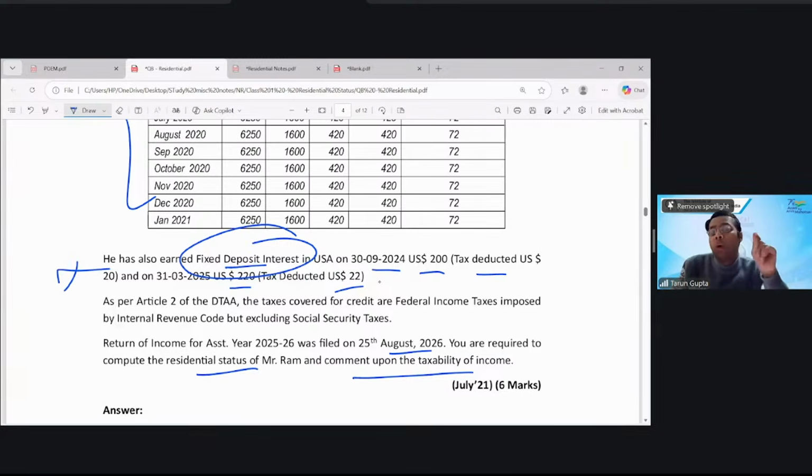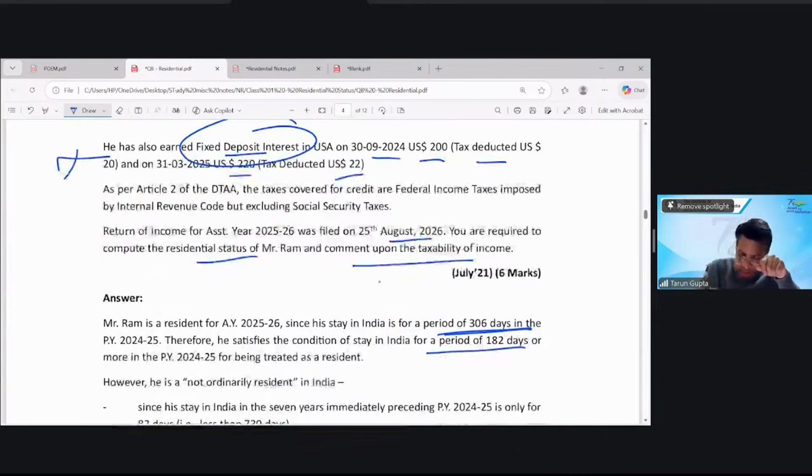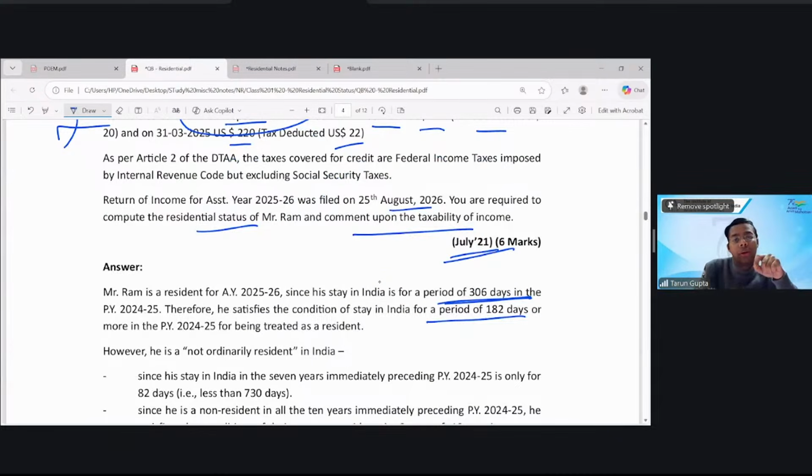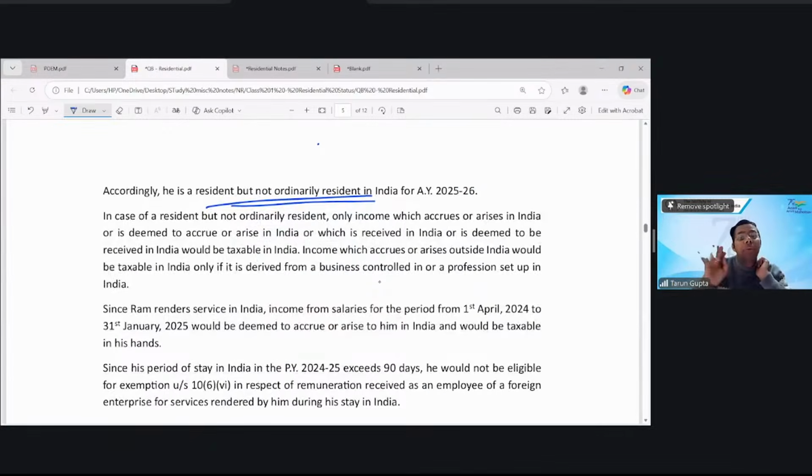But the salary income, I told you, what do you mean by the income accrued in India? See, it's a July 21 ICAI exam question. ICAI in the final stage tests the understanding. Income accrued in India means the income in respect of which activities are performed in India. For earning that salary, he was in India. The activities to earn that salary were performed in India. Therefore, whatever salary he is deriving for the period he was in India is deemed to accrue or arise in India and is taxable in India, irrespective of the residential status.